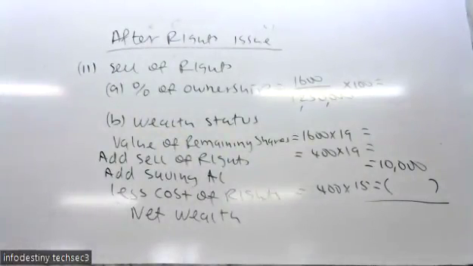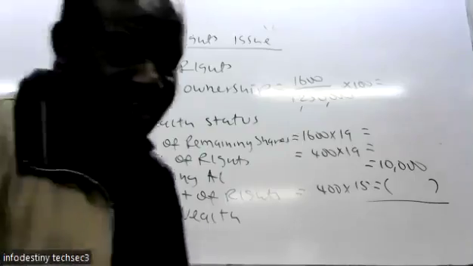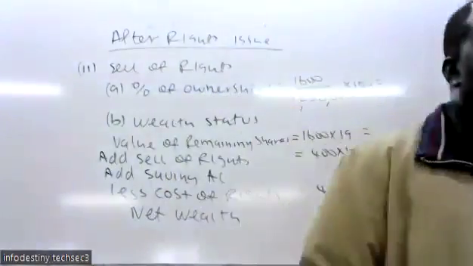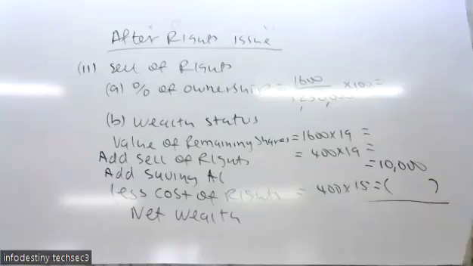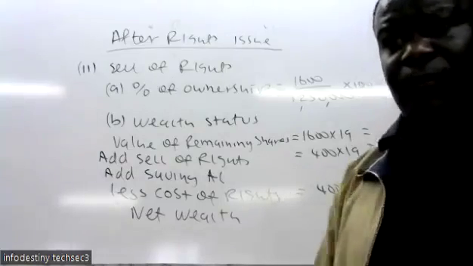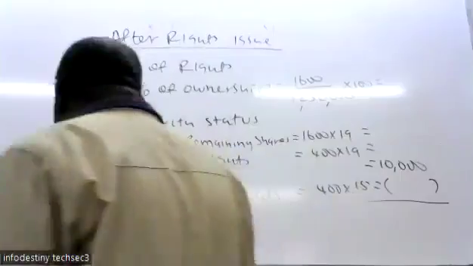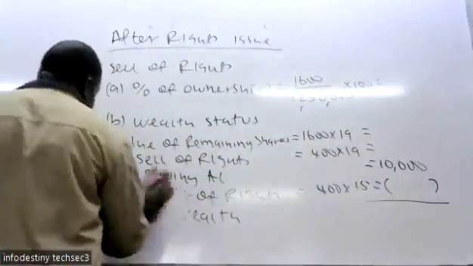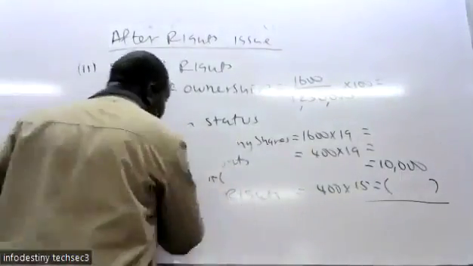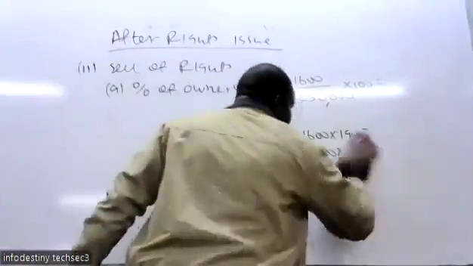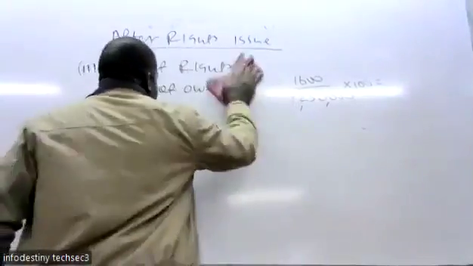So what it has in mind is percentage of ownership. Finally, we check the last one. The last one, Roman letter 3, is ignore the rights issue. They wanted you to ignore the rights issue.